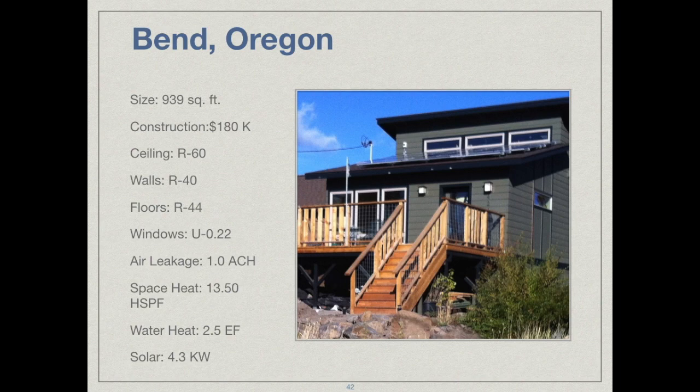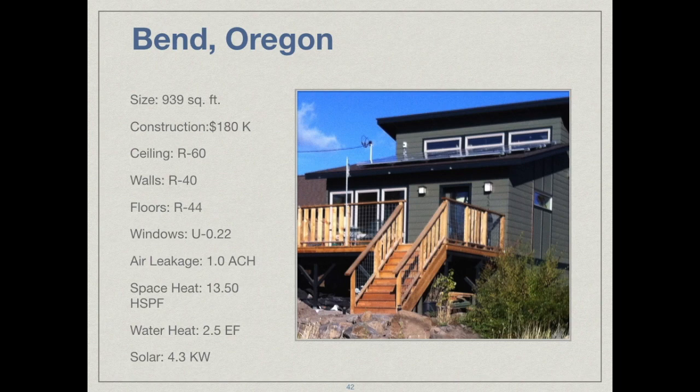We have the best double glazed window that we could find. It came in at a U value of about 0.22. The air leakage was 1 air change per hour, and I was really happy to get to that level. The space heating and cooling is a ductless heat pump, or mini split, with a heating season performance factor of 13.5. That system will operate down to minus 14 degrees outdoor temperature. So we've been able to heat the house through all the winters without ever relying on backup electric heat. We do have a couple of small electric wall heaters that we don't really use.